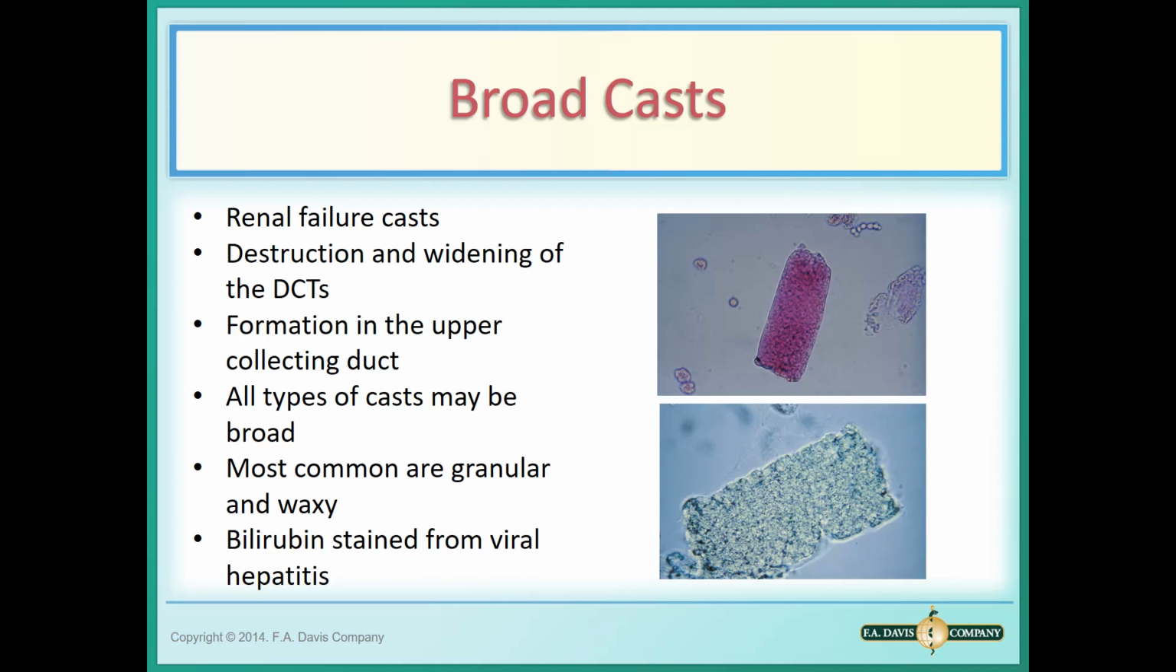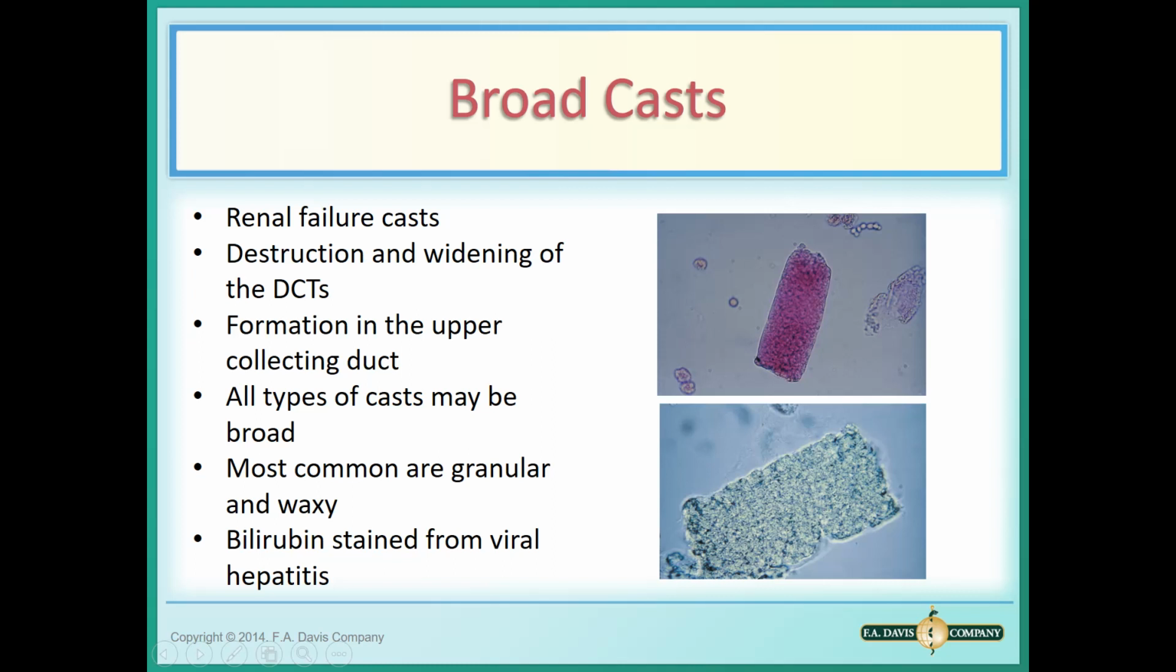So it's really that damage of the distal convoluted tubule combined with the urinary stasis that ends up with these really wide or broad casts. Any kind of a cast can be a broad cast because it's not a degeneration necessarily. It's just telling us the casts are really wide.